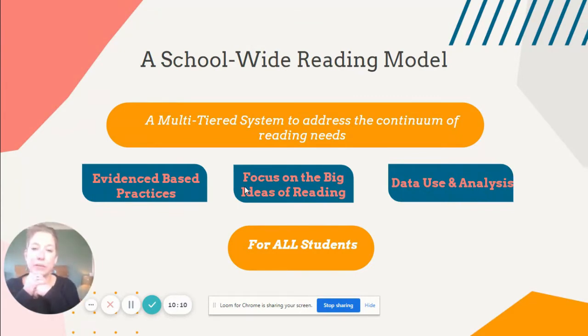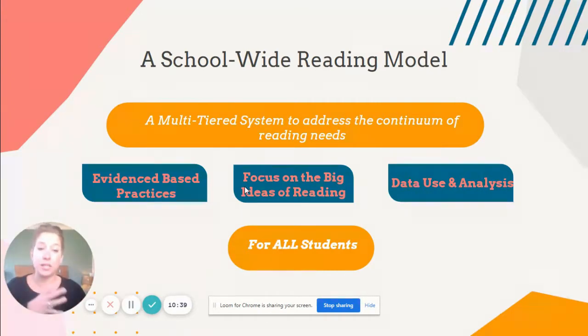So what do we need to have in place when we're talking about this school-wide reading model? We need to make sure that we're continuing to address all of the reading needs in our buildings, similar to what Katie said. So we have that by having evidence-based practices, moving away from that notion of research-based in RTFI or RTI. Then we need to have a big focus around the components and the big ideas of reading that are enriched with science and evidence.